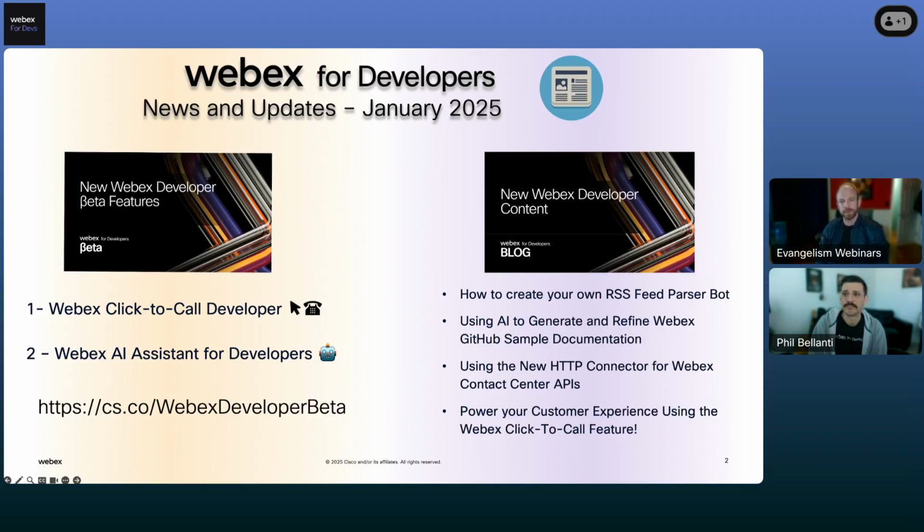The next feature we've got in the developer beta is the Webex AI Assistant for developers. This is our new AI assistant that helps you navigate the developer portal as well as write some code for you. It can help you find the right documentation you're looking for on the developer side and get started coding as well. You can ask it to do some tasks for you to get started with your programming, and it'll generate some code to get you started.